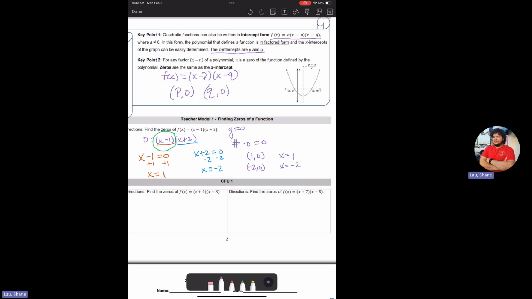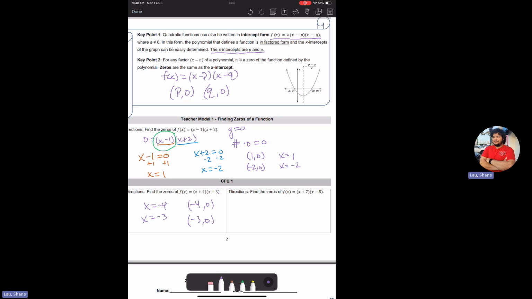Okay. If you are stuck, you can keep watching, or if you're looking to check your answers, you can go ahead and do that as well. We should have values of x equals negative 4 and x equals negative 3, which of course in intercept form would be negative 4 comma 0 and negative 3 comma 0. So make sure you have those answers.